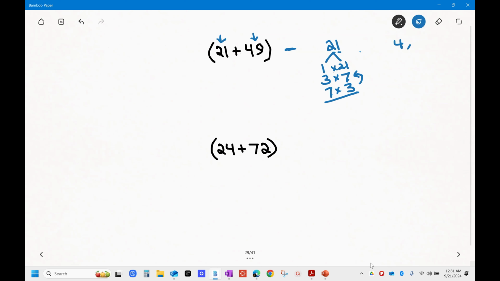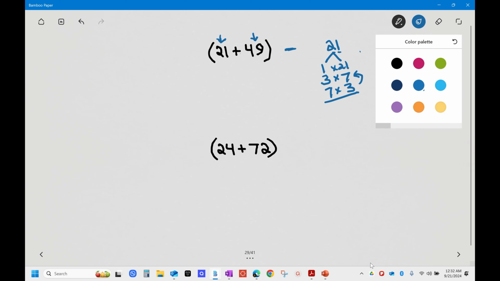Now let's do 49 real quick. So 49, we know 1 times 49 equals 49. Does 2 go into 49? Nope, because it's an odd number. Does 3 go into 49? Nope. Does 4 go into 49? Nope. 5? Nope. 6? Nope. 7? Does 7 go into 49? Yes, it does, because 7 times 7 equals 49.